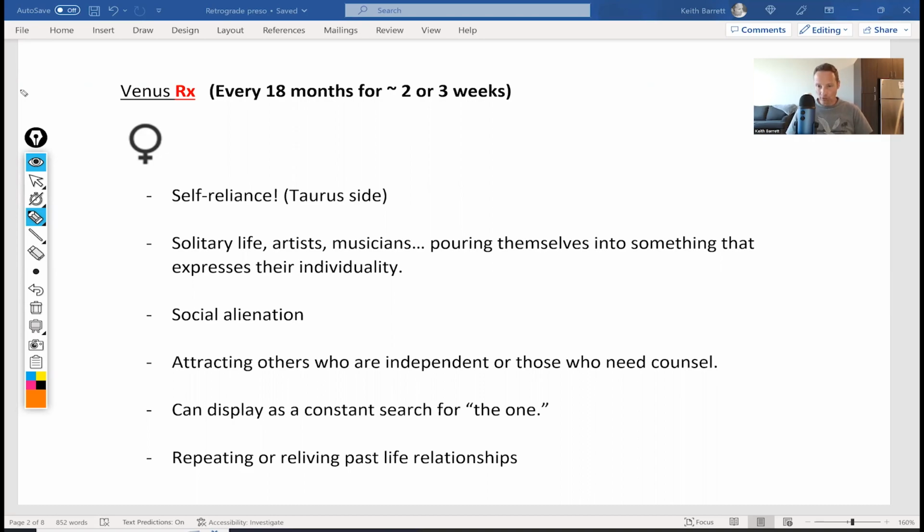And so this one is more self-reliance. It's more Taurus side. And what I mean by Taurus is Venus has a dual rulership. It rules Taurus. It also rules Libra. Libra is the more external representation of Venus. Relating to other people is a strong focal point. The Taurus side is my own values. What do I need to sustain my existence, right? What do I value and what do I surround myself with?